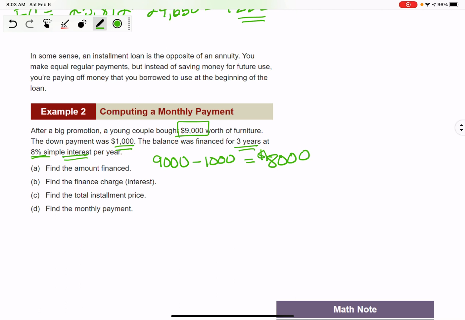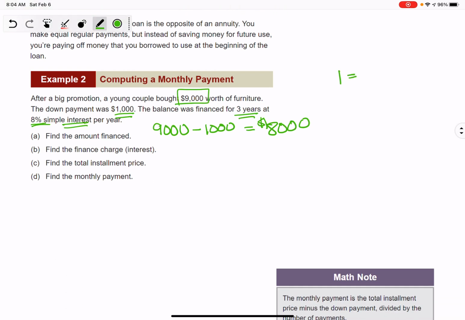Okay. The next part says to find the finance charge. Well, we can actually find the finance charge by using simple interest. We can find the finance charge by taking the principal, which is $8,000, times the rate, which is 0.08, times the number of years, which is 3. And we figure out that the interest, or the finance charge, is $1,920.